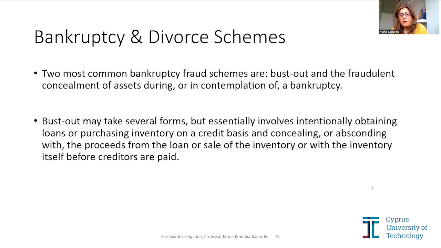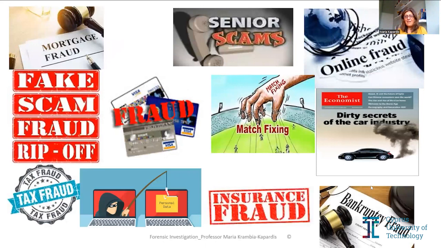The two most common bankruptcy fraud schemes are bust out and the fraudulent concealment of assets during or in contemplation of a bankruptcy. Bust out may take several forms, but essentially involves intentionally obtaining loans or purchasing inventory on a credit basis and concealing or absconding with the proceeds from the loan or sale of the inventory, or with the inventory itself, before creditors are paid.